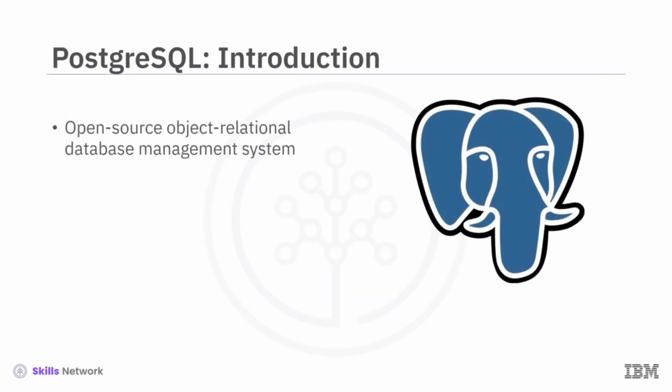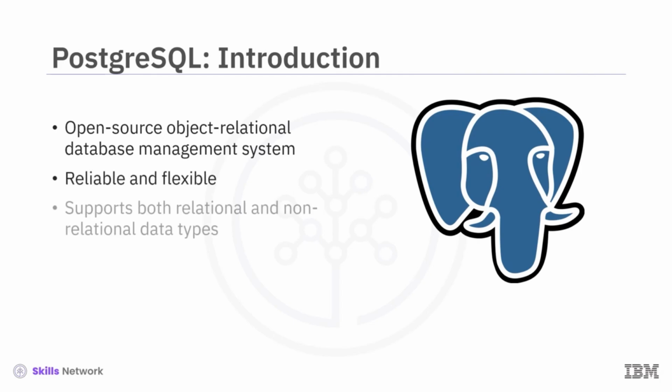Postgres is an open-source object relational database management system with a strong reputation for reliability, flexibility, and support for relational and non-relational data types. Postgres is a popular database choice for OLTP, data analytics, and geographic information systems. Let us explore how to deploy PostgreSQL.